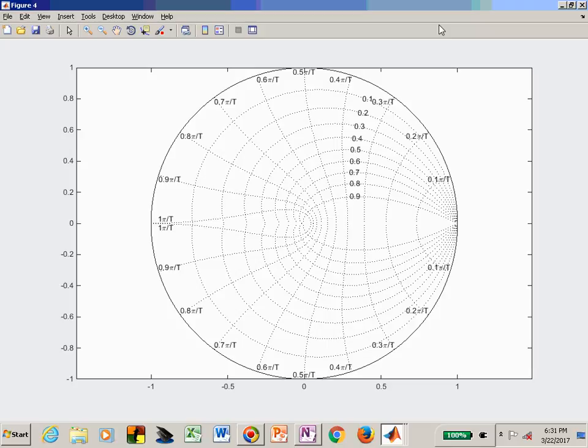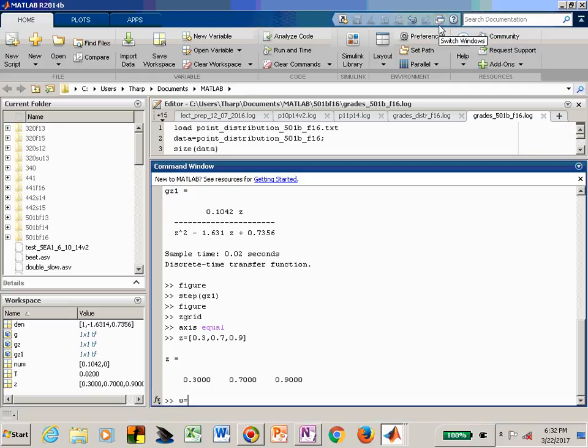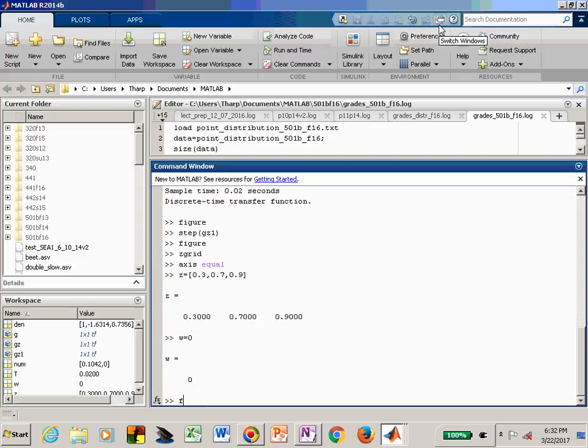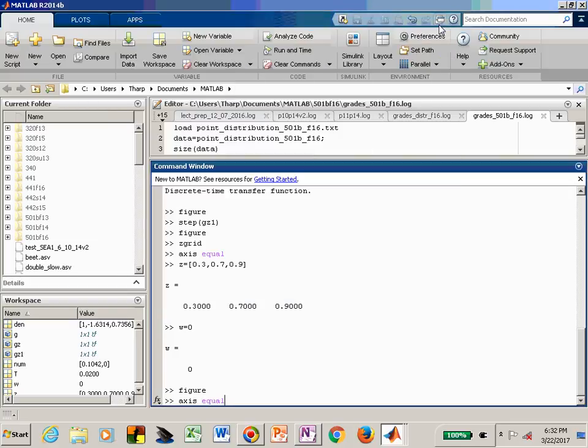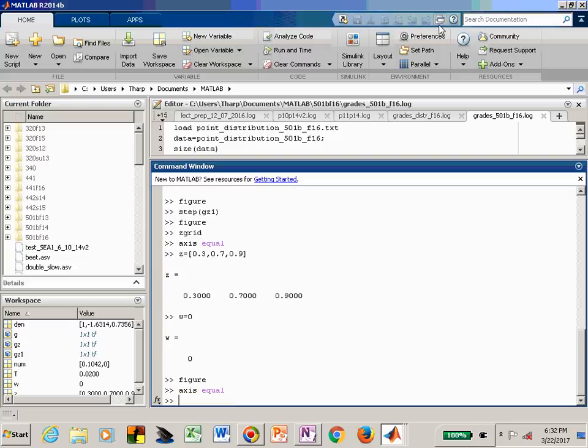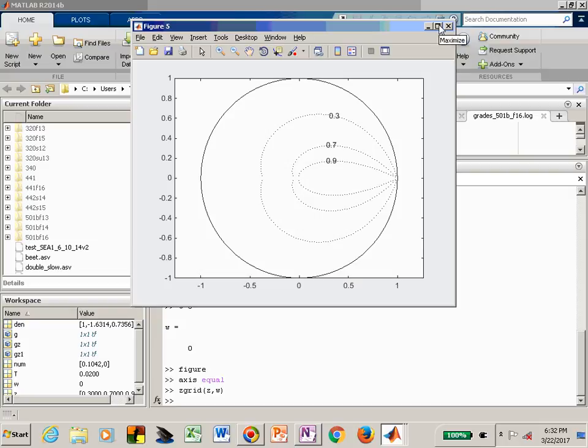And those are occurring at 0.1 pi over T, etc., based on what the natural frequency is for a given capital T. If we don't want those on there, let's just say w is equal to 0. And now we can say, give me a new figure, although this one, again, I want to make the horizontal and vertical the same spacing. And let's now do a z-grid with z and w as arguments. And now it's labeled the zeta values of 0.3, 0.7, and 0.9. And as we increase zeta, our heart shrinks.